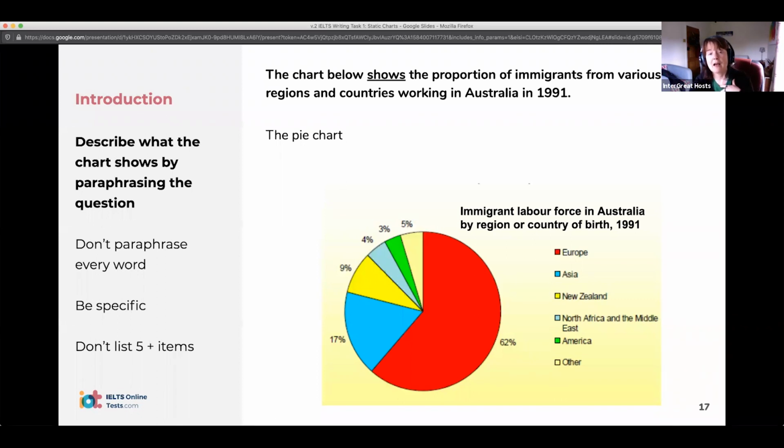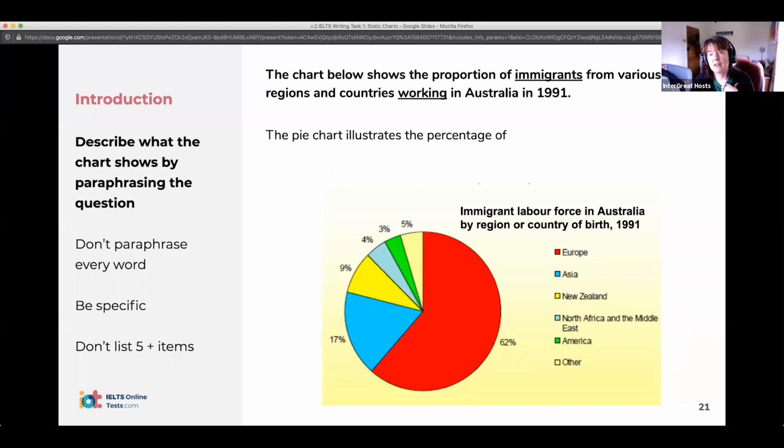Okay. Then instead of shows, we can say, what else could you say? Okay, very good. Illustrates, depicts is another good one. Okay. Highlights could be very nice. What about proportion? What could we use instead of proportion? You can say below, but you don't have to. Yes, good. Percentage and proportion. So those are good words to use and to move between.